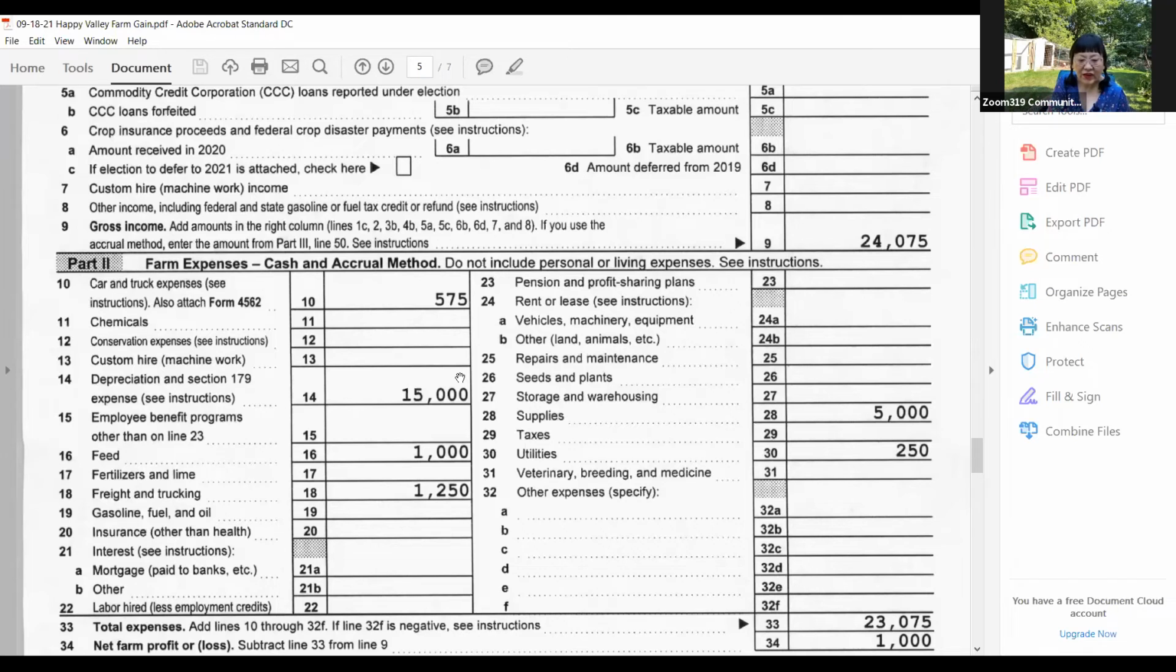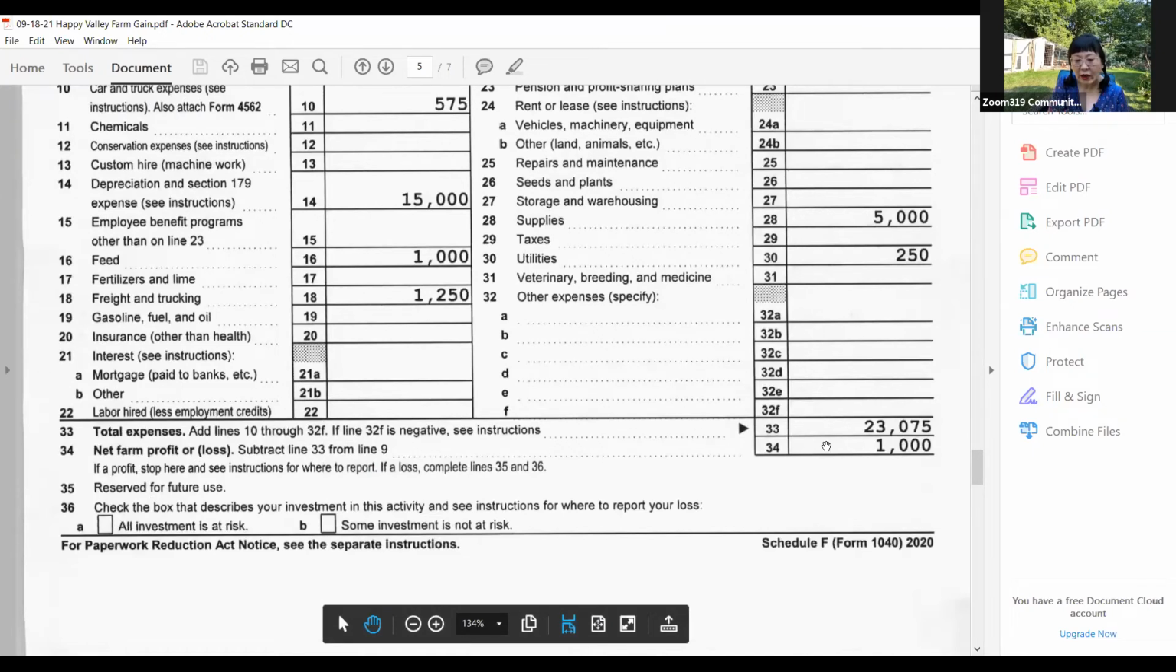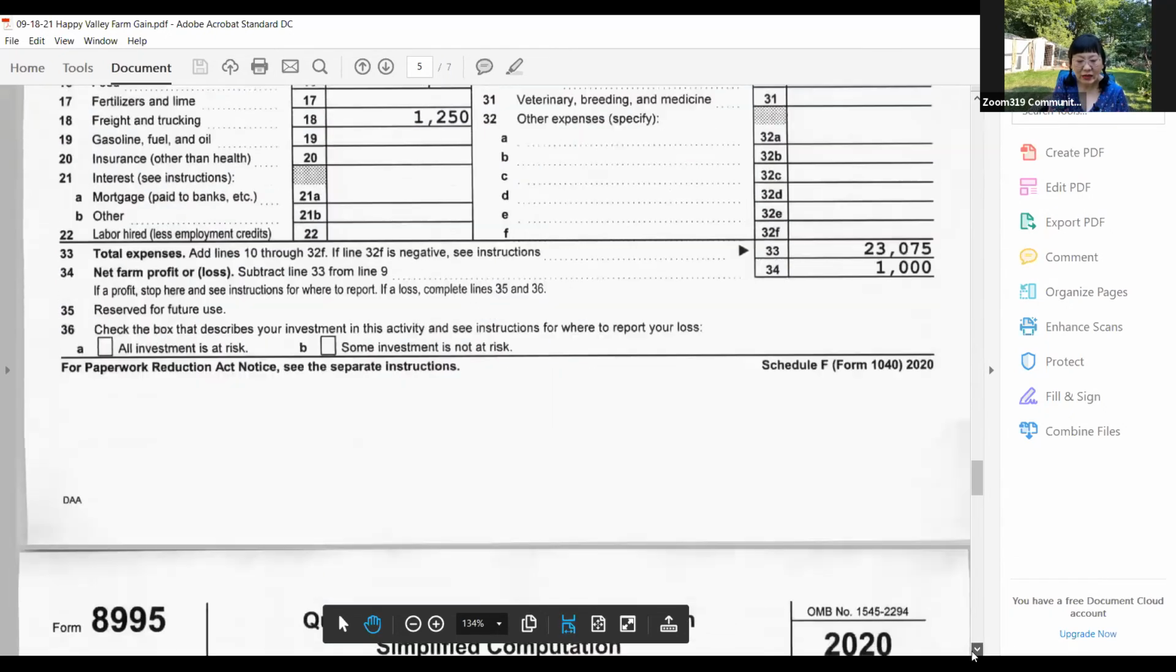And look at this $15,000 deduction called depreciation and Section 179 expense. This is a bonus depreciation. You remember we went to the group and we know that she actually built it for 15,000. Everything came out as a deduction. And then you see the feed is 1,000, 1,250 for shipping, and supplies is 5,000. So we come on down to here. We see that she has a net farm profit of 1,000. See? So this is where we see Stephanie making $1,000.